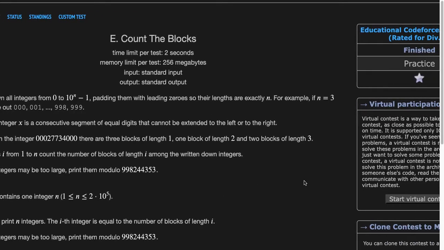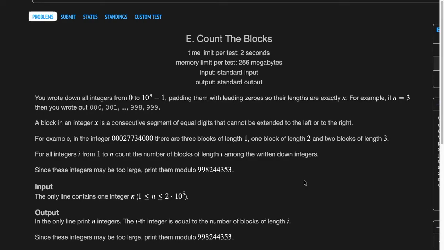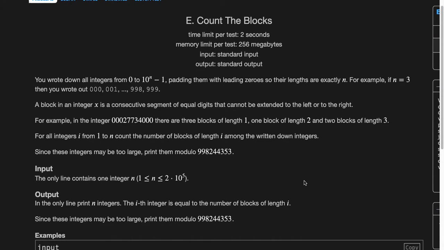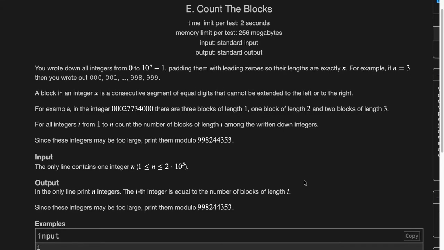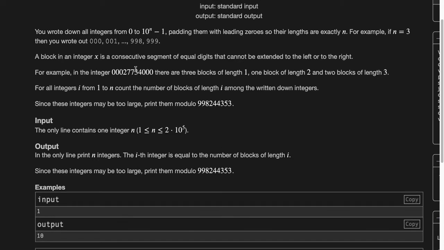In Count the Blocks, Educational Codeforces Round 84, we are given some number n. We need to first enlist all the numbers by left padding. All the numbers should be of length n in decimal representation. If not, we need to left pad with zeros and list out all the integers from 0 to 10 power n minus 1.